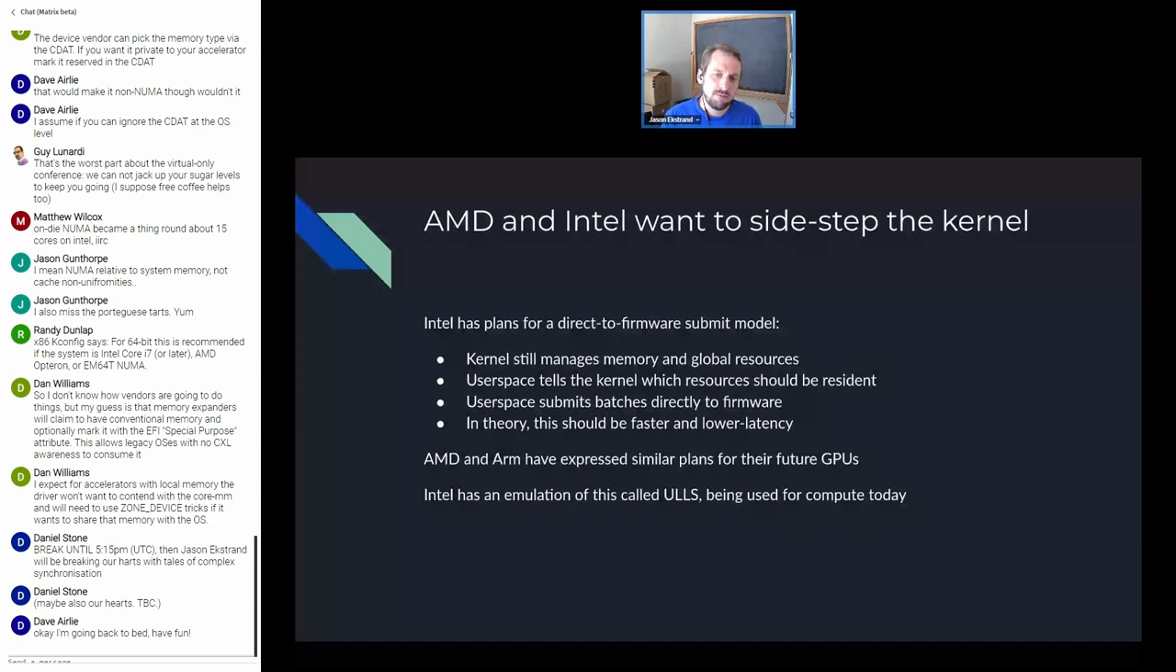Like I said, AMD and ARM have similar plans. And Intel, we have a prototype of this we've been calling ULLS. We're using it in a compute driver today. It used to work on upstream, but then we had to kill it due to the fence issues we're talking about here. We have a non-upstream kernel branch where ULLS is being used with pretty good success.